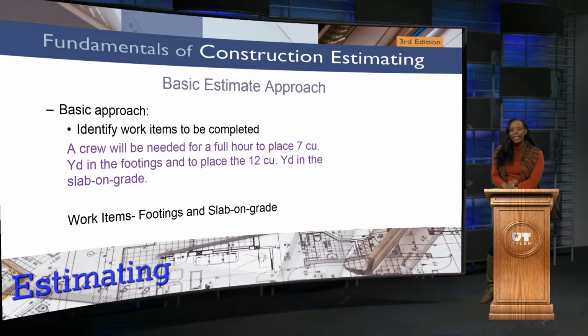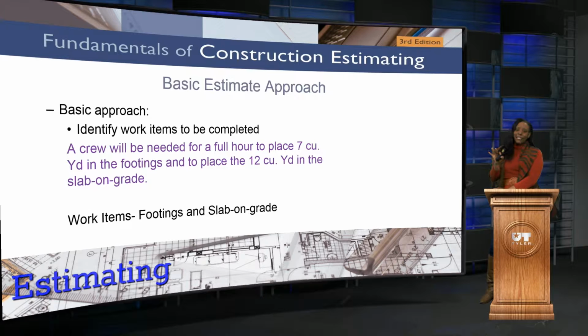So just kind of breaking down the basic estimating approach, I have a little bitty small scenario here, and we're talking about identifying the work items to be completed. So here we say a crew will be needed for a full hour to place 7 cubic yards in the footings, and then also to place the 12 cubic yards in the slab on grade.